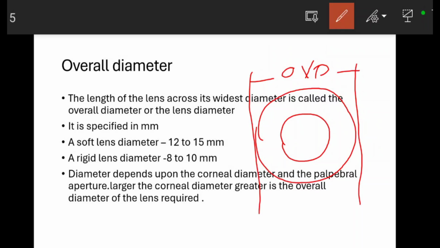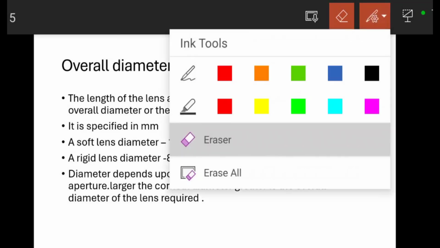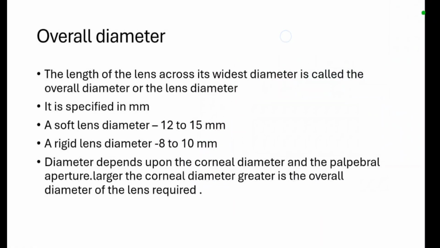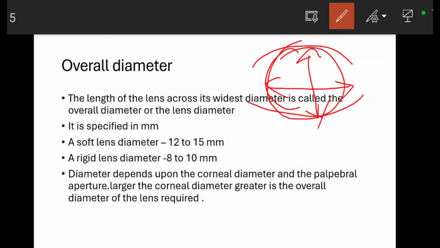Okay, the overall diameter depends upon the corneal diameter and the palpebral aperture. Palpebral aperture, as you all know, is the widest portion of the eye opening. So the larger the corneal diameter, the greater the overall diameter of the lens. If the corneal diameter is greater, the lens diameter should be high.